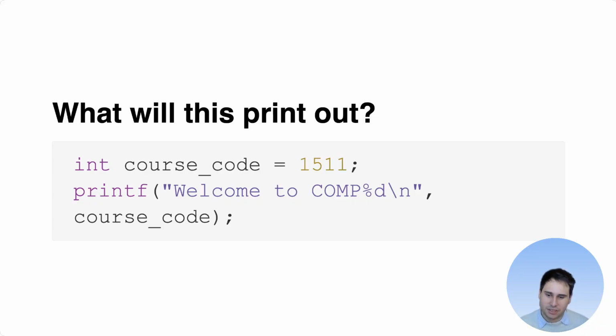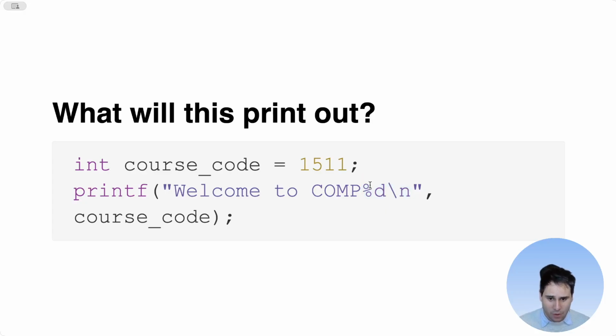Don't mind that it's wrapping on 2 lines, but have a moment to think about what this will print out to the terminal. Okay, this is using a variable as a stand-in. So we have an integer variable called course code. It's assigned the integer 1511 because that's the course code of the course. And then we have this printf with the string. We always have a single format string passed to printf. And it's welcome to comp, and then there's a few weird characters here. So what's going on here?